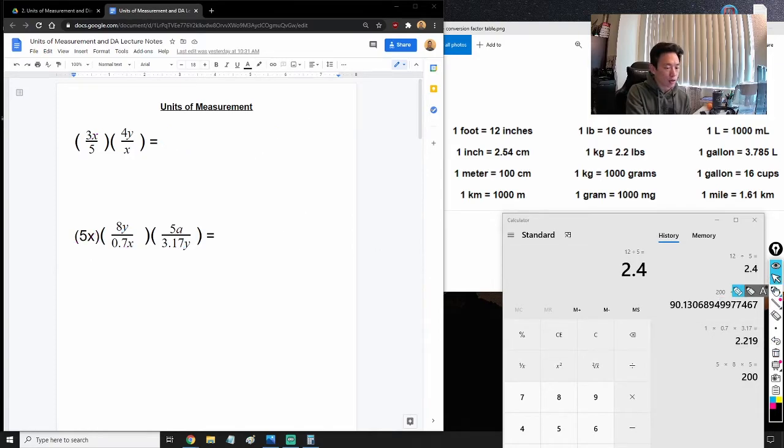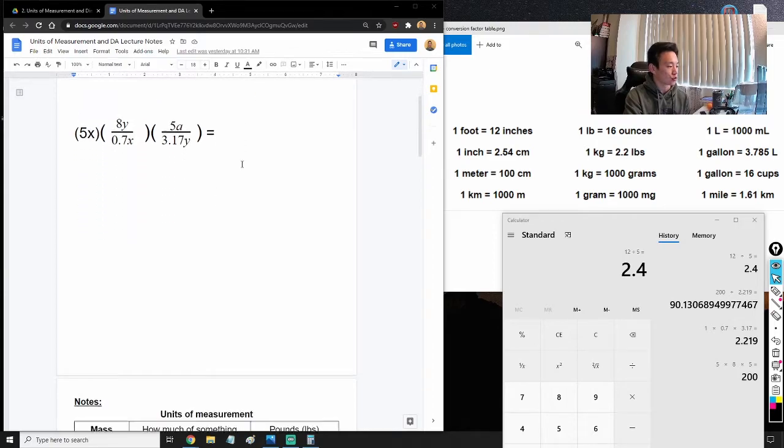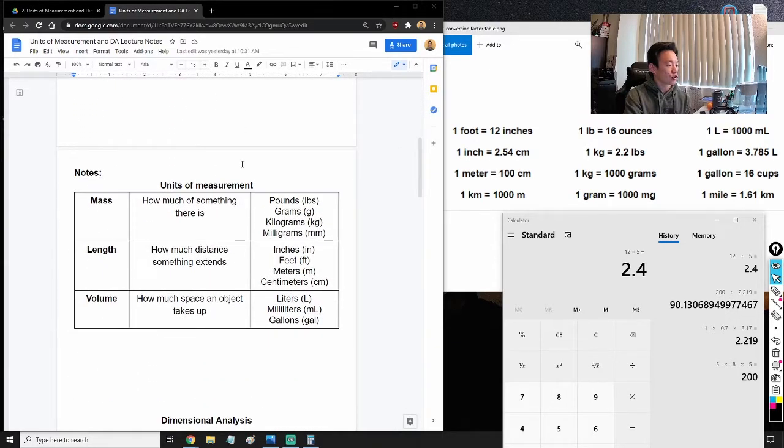So before we talk about dimensional analysis, I want to talk about something called units of measurement. So a unit of measurement, and you guys already know what this is, it's basically how we measure stuff. So there are 3 different main types that we'll be talking about. We have mass, length, and volume. Mass is how much of something there is. So we can do pounds, right?